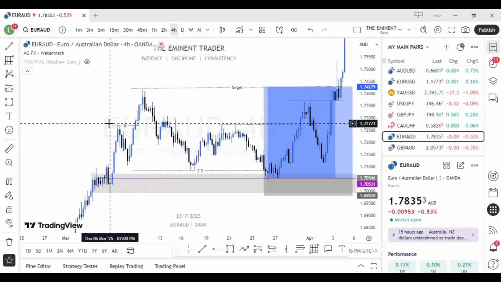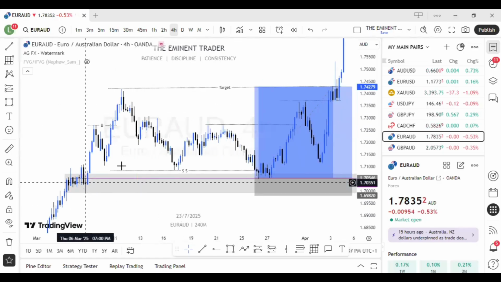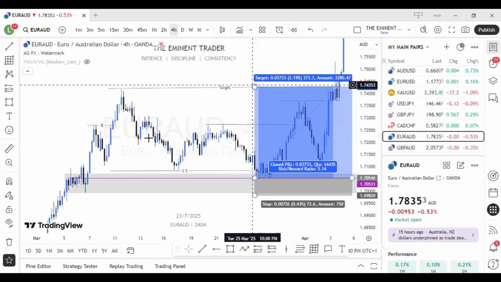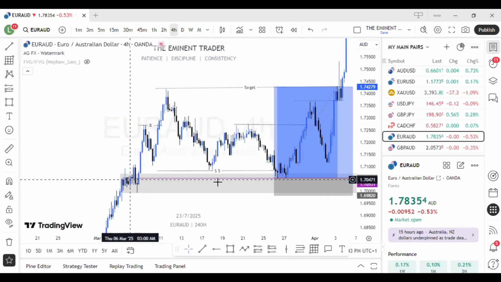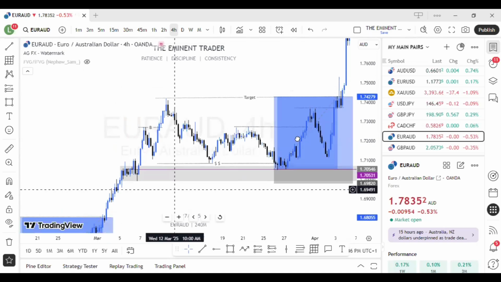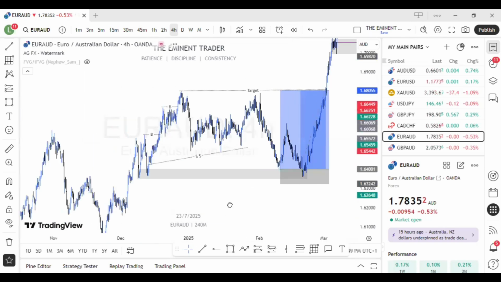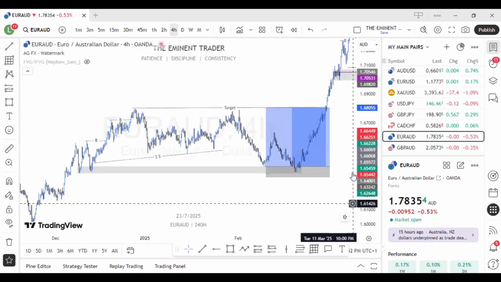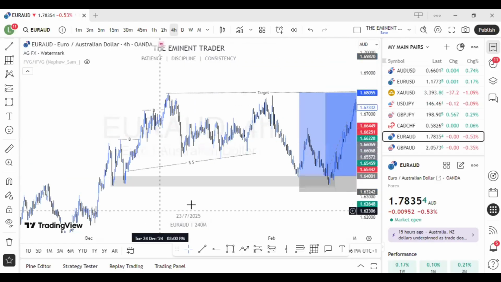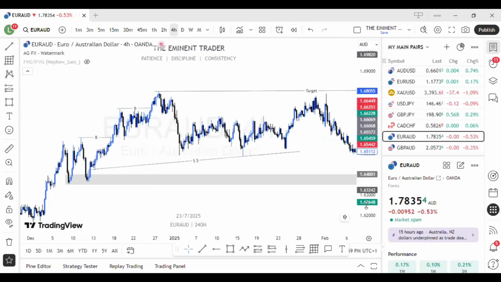This is a perfect example. You can clearly see it with inducement, and they got to the target. It will always come back for that other block on the higher time frame. This is another example again. Same thing. Profitable trading is boring because you have to keep repeating the same thing. You can clearly see it also.